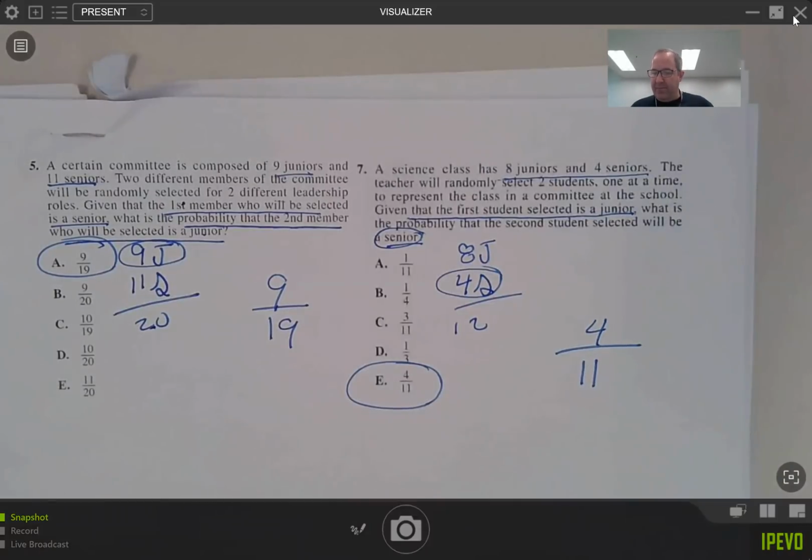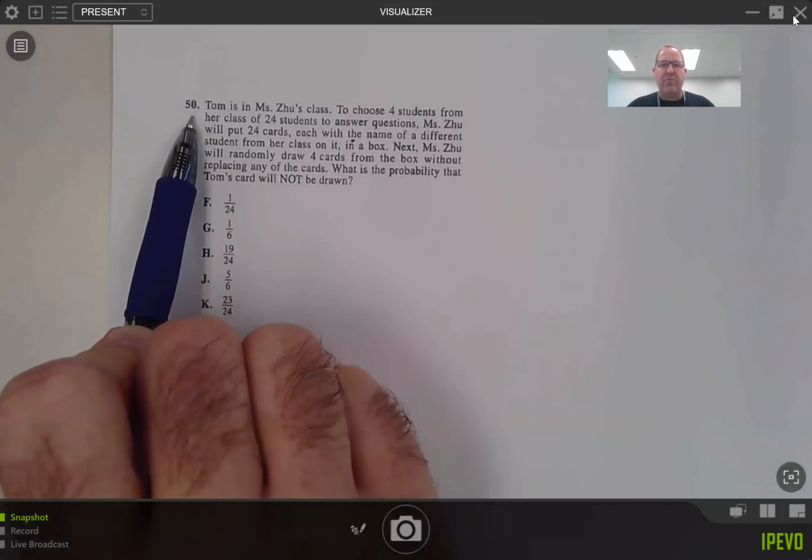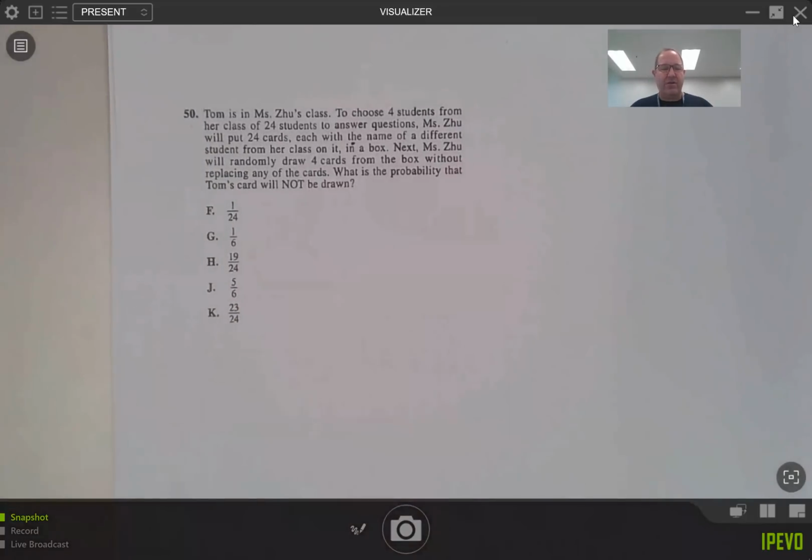All right, now let's look at one. It's not bad. I know it's number 50, and you're like, oh my gosh, number 50. That's like the last 10 questions. Those are supposed to be tough. This one's not bad. It really isn't. So let's read the setup, and then I'm going to show you how to figure out the probability.